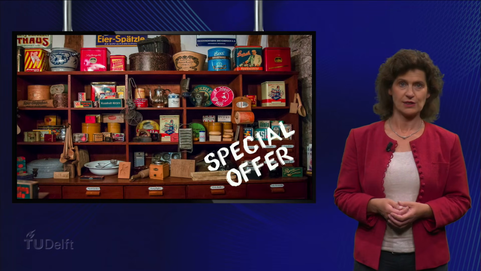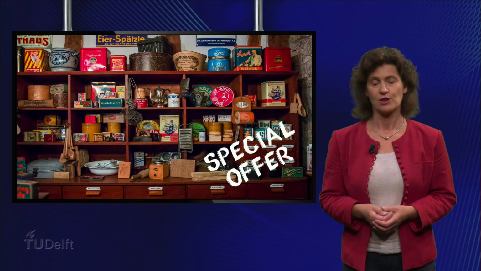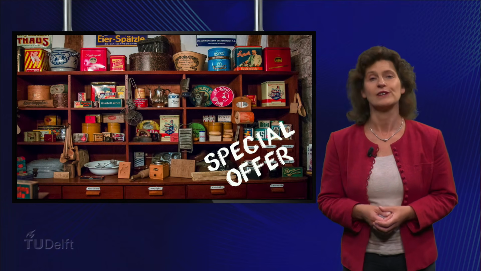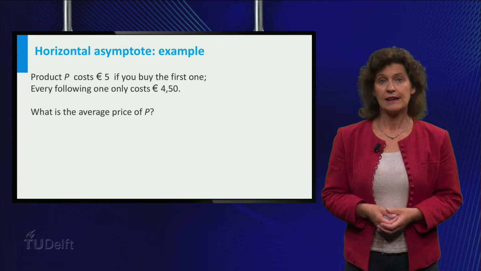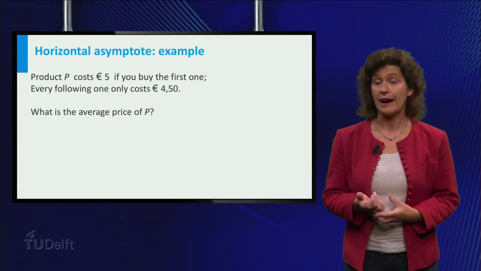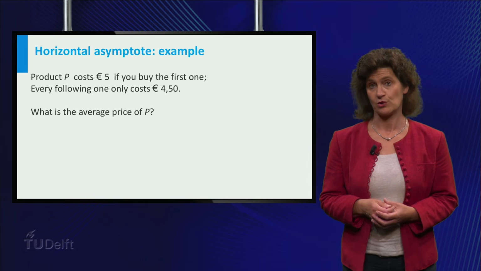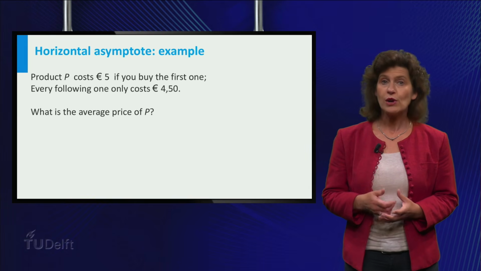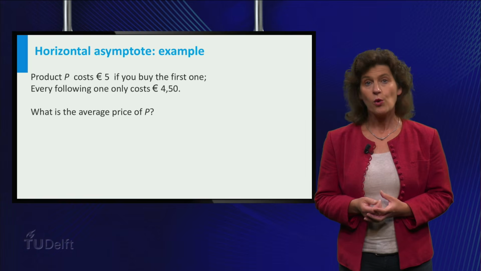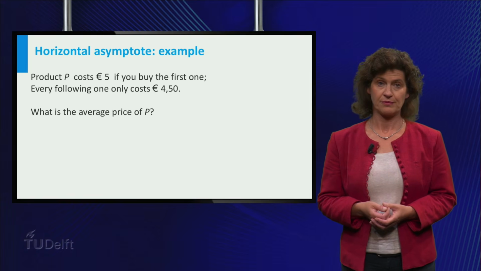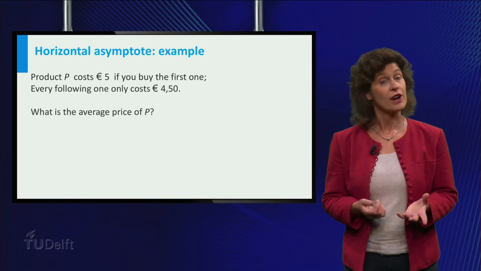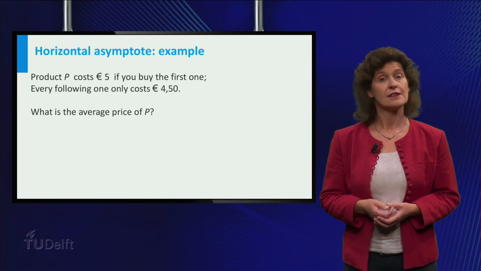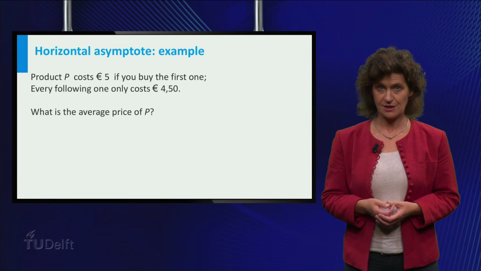Here's a small practical example of a horizontal asymptote. Suppose a shop offers the following deal. You buy a product P for 5 euros. Every following product P you buy only costs 4,5 euros. As you buy more and more of the product P, what is the average price of P? Your intuition tells you it will get closer and closer to 4,5 euros, right? Now let's make this intuition precise.